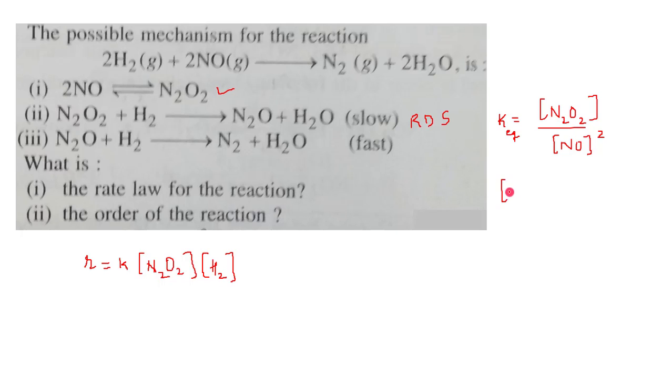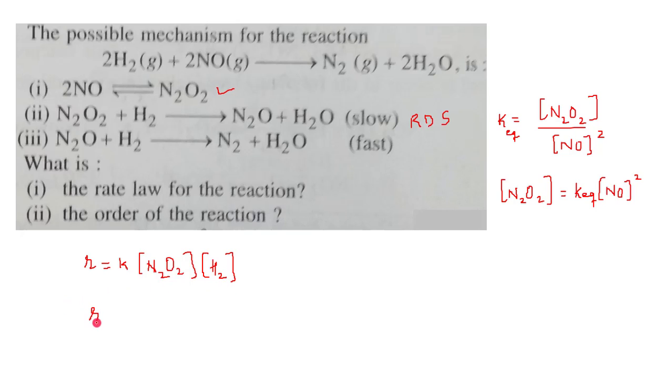So N2O2 is equal to K equilibrium constant into NO raised to 2. So you got the molar concentration of N2O2 is equal to K equilibrium into the molar concentration of NO raised to 2. This part you have to substitute here. So you should not write N2O2 here. Instead of that, you have to write how it is related to NO. You have to find out and substitute here.